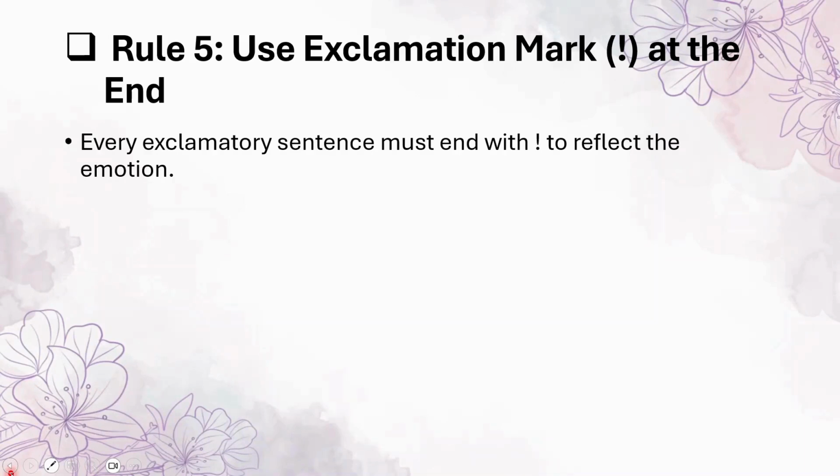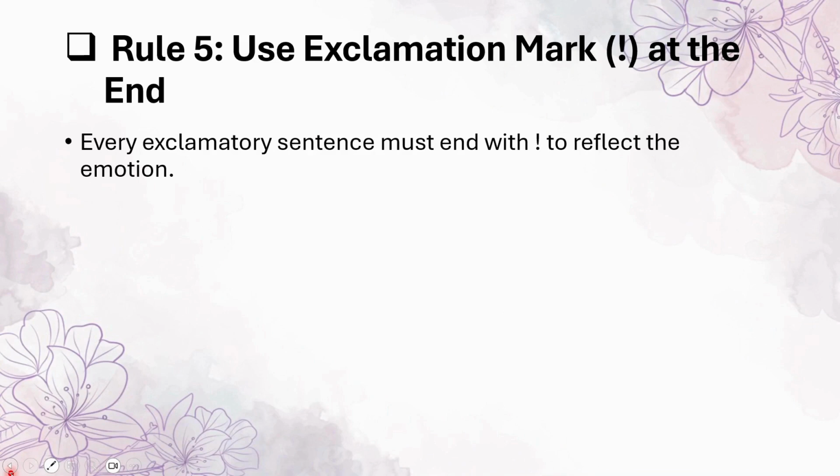Without the exclamation mark, your sentence may still look grammatically correct, but it won't feel exclamatory. Whenever you transform a declarative sentence into an exclamatory sentence, you must end it with an exclamation mark to show that there is emotion in the statement. This tiny punctuation mark completes the transformation.